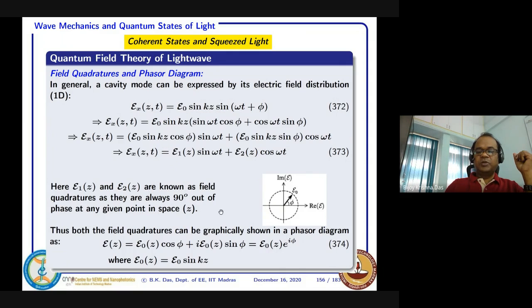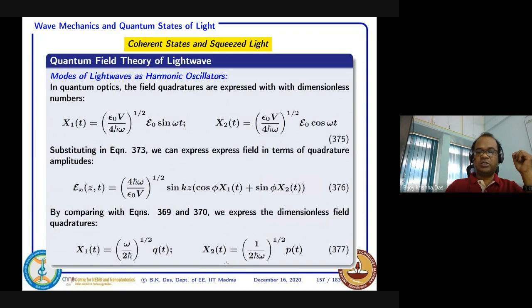And these field quadratures, since there is a pi by 2 phase shift, we can express in a phasor diagram, E0z e to the power i phi. So E0z is equal to E0 sin kz. That is what we discussed yesterday.